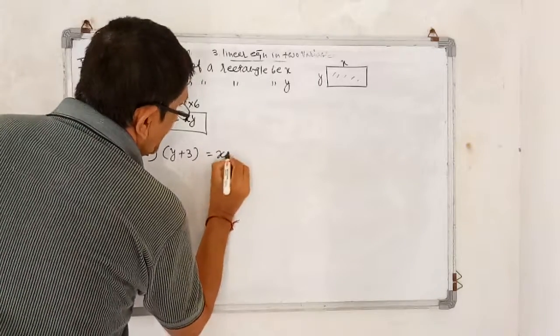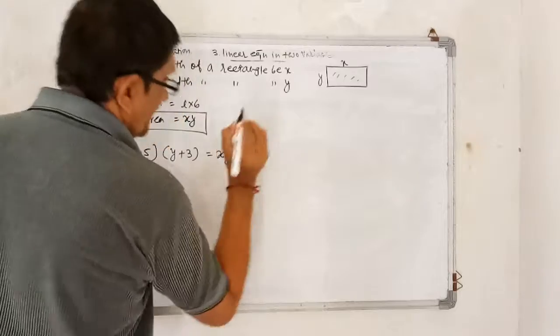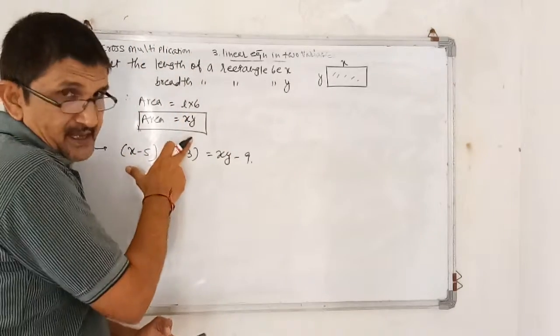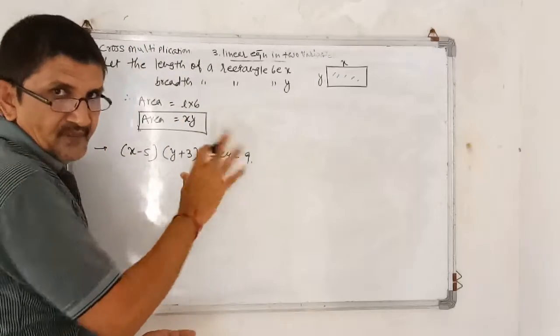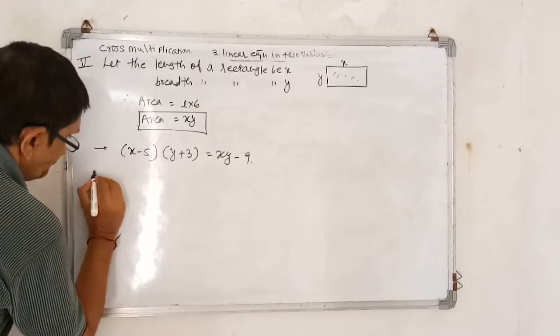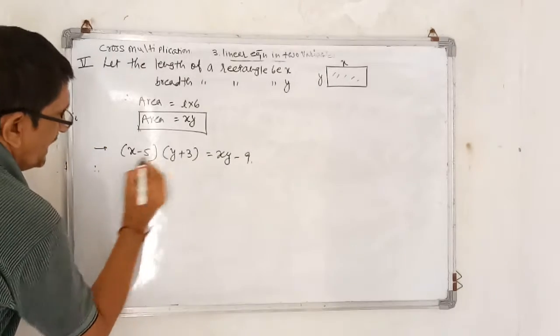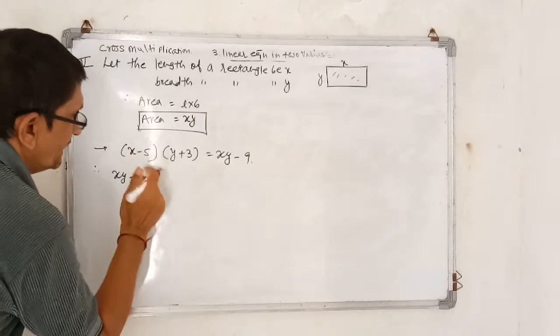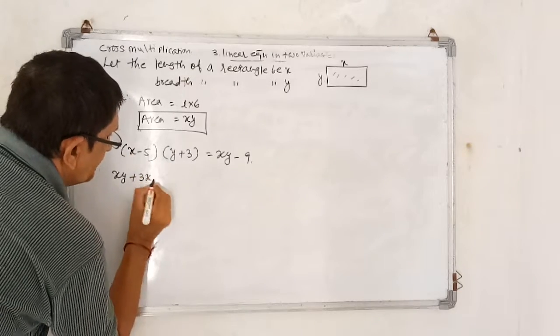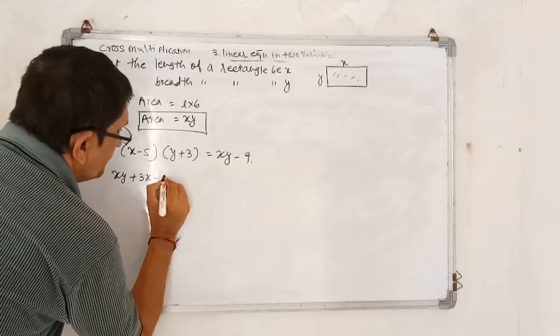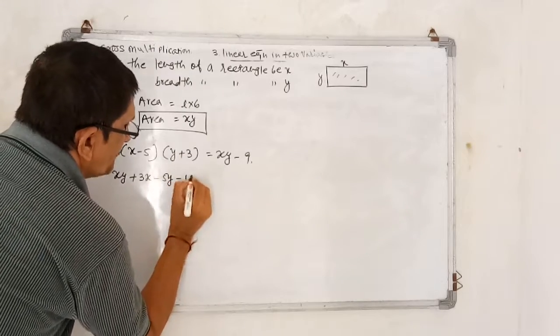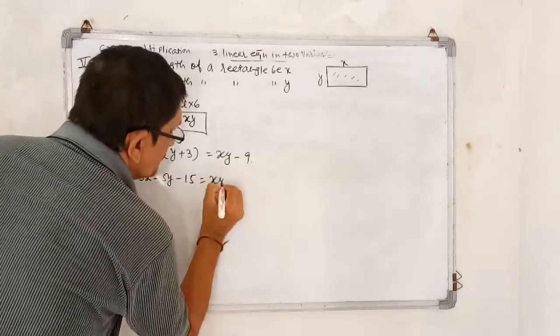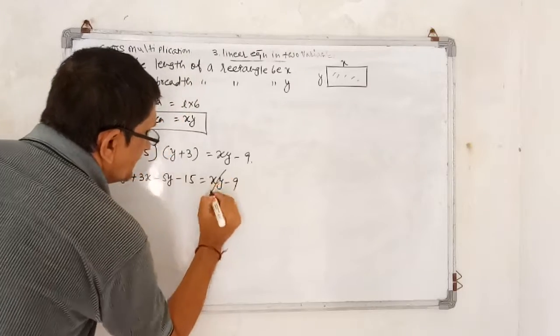Then the area reduced by 9. Area is xy, it reduced by 9. Okay. We open this bracket: xy plus 3x minus 5y minus 15 is equal to xy minus 9.